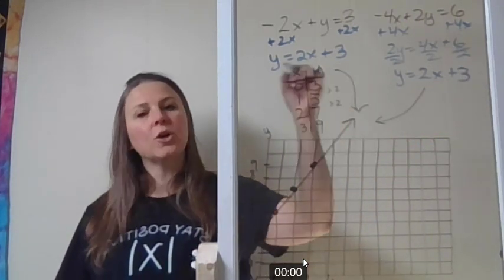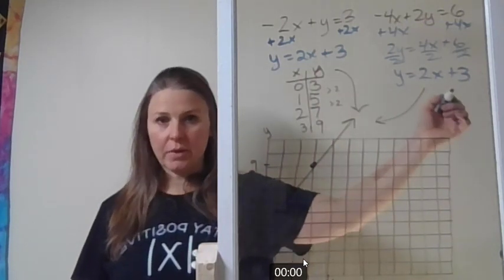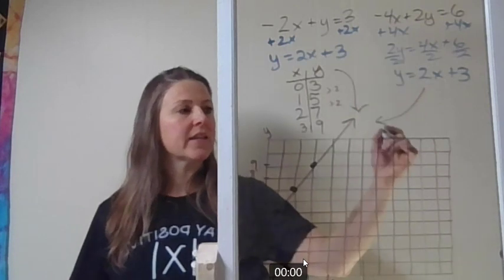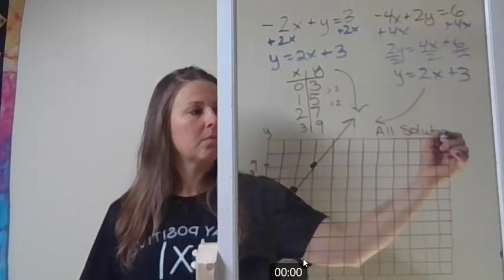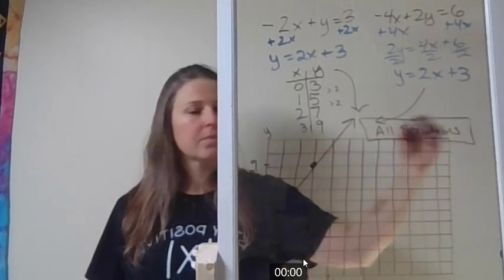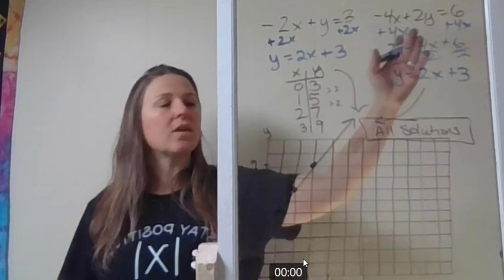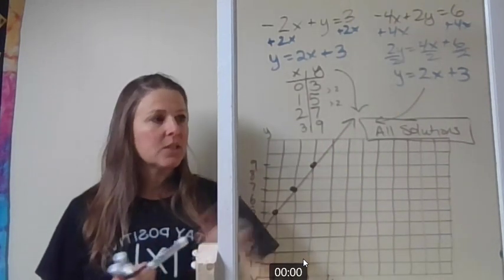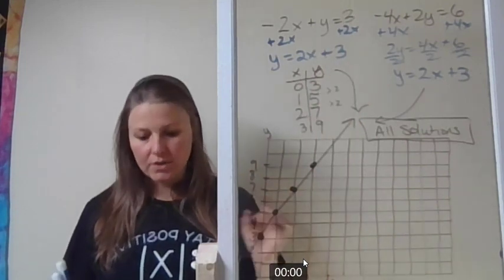So every point that works for this equation will also work for this equation. So the answer to this is all solutions. So again, every point that works for this equation will also work for this equation, and that's why every point on the line is a solution for both, all solutions.